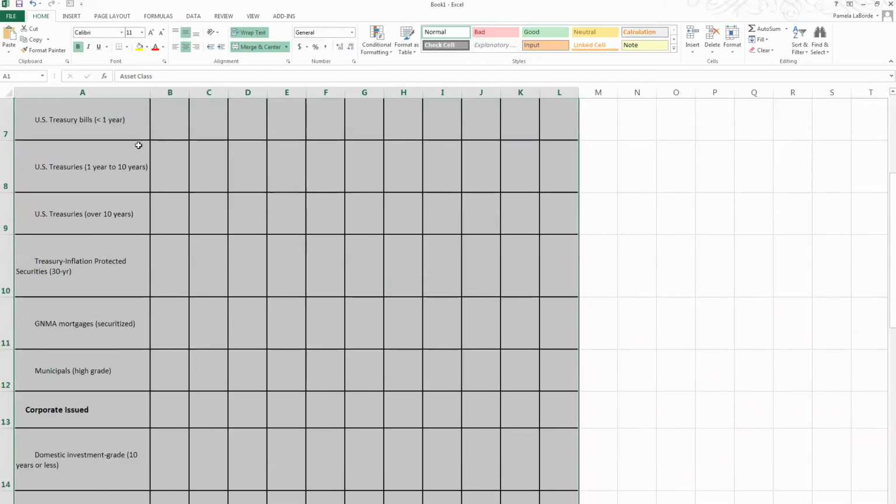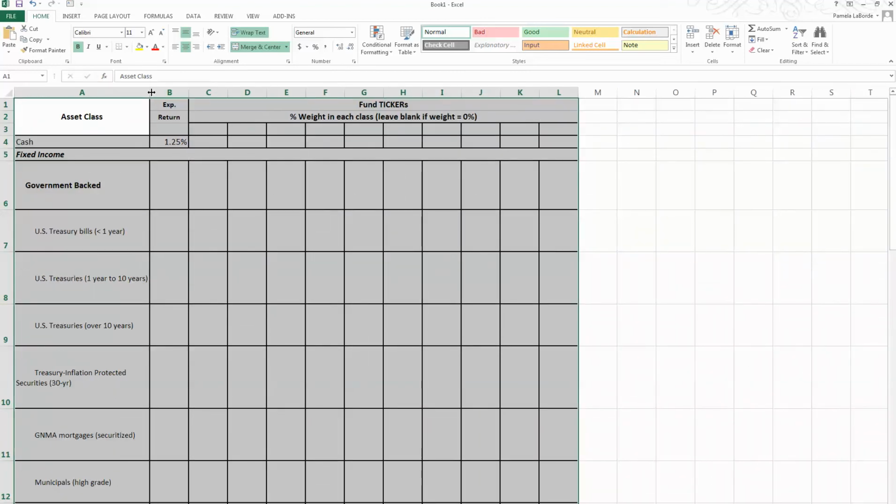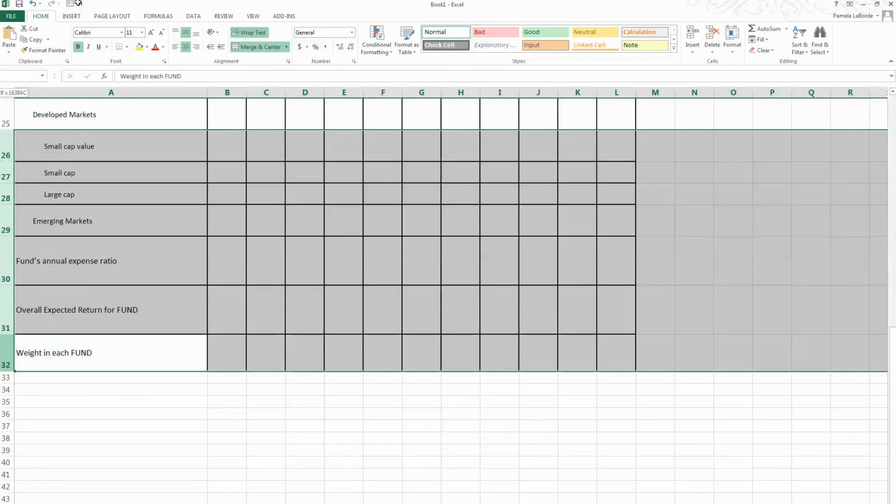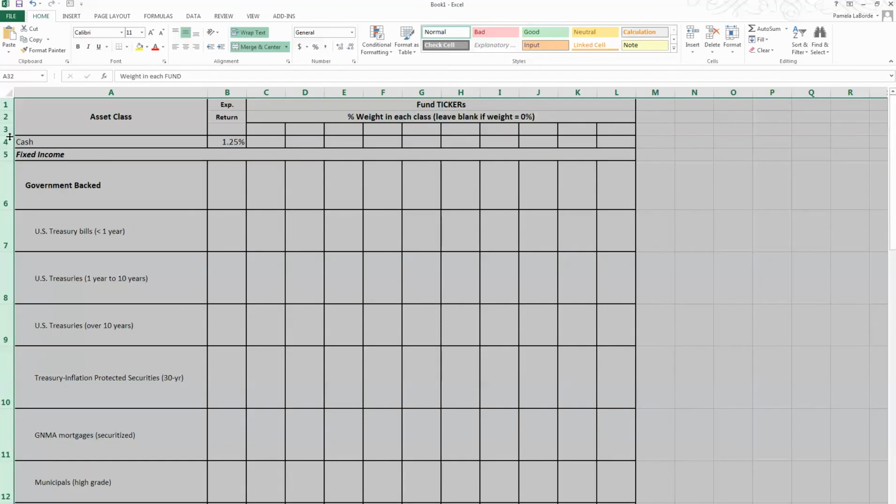And then I just want things to look good, so I'm going to widen that first column and make all my rows narrower, so hopefully it'll all fit on the screen at once.